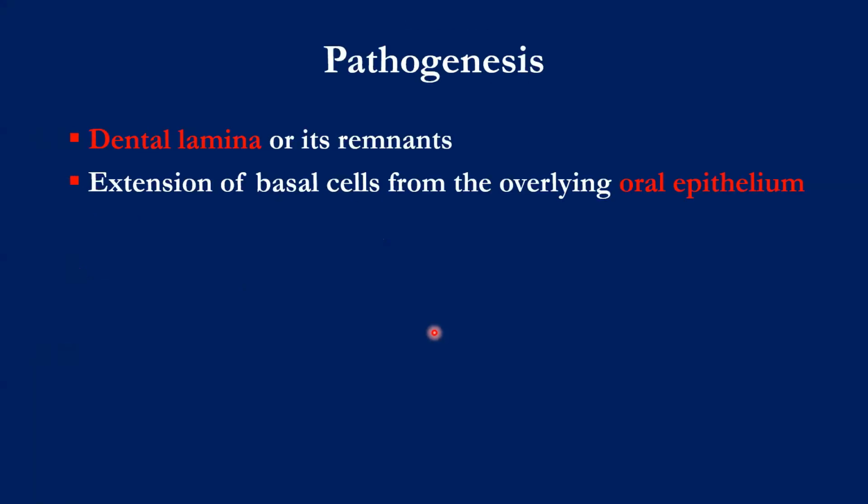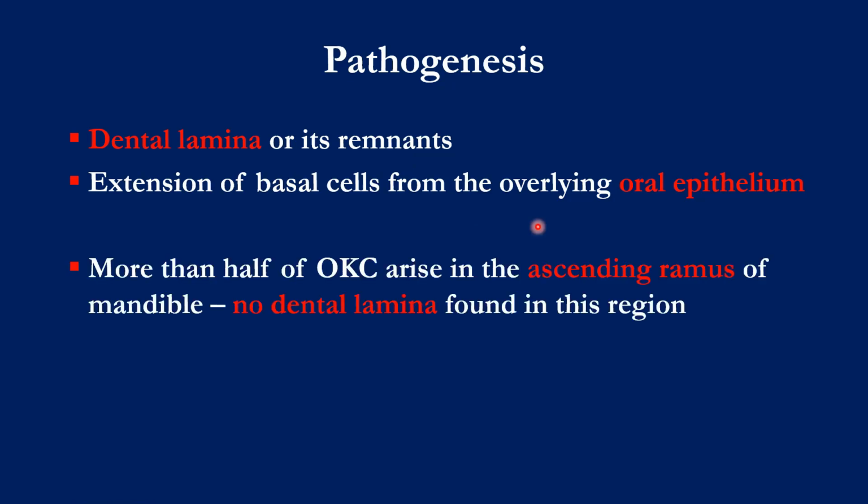Let's move on to how it is formed, or the pathogenesis. Please go back to the first lecture on the cysts of oral cavity, where I have discussed the pathogenesis of all cysts. How it is initiated is where you will find all the sources of its origin or initiation. Dental lamina or its remnants, that is cell rest of Serres, are involved in the pathogenesis of this cyst as well, along with the basal cells from the overlying oral epithelium. Both these were discussed in the first lecture.